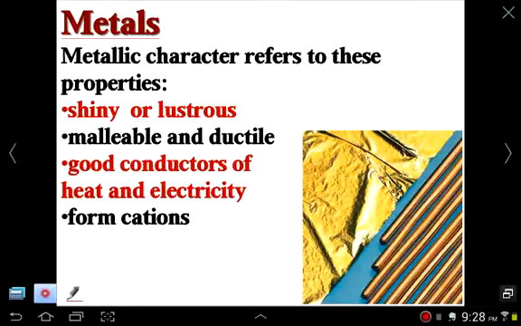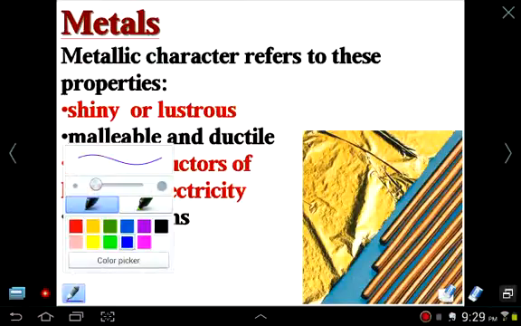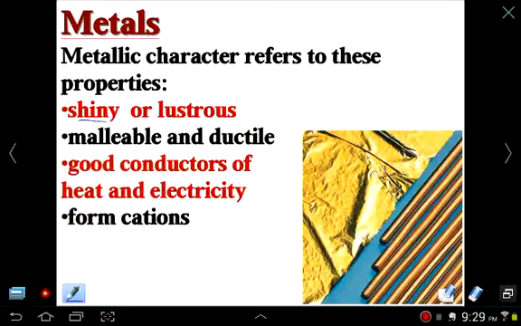So let's define what metals are. In general, a metallic substance will be shiny or lustrous. So here you see an example. This is good old gold and a little bit of copper here, and both of these are shiny and lustrous in their pure form.